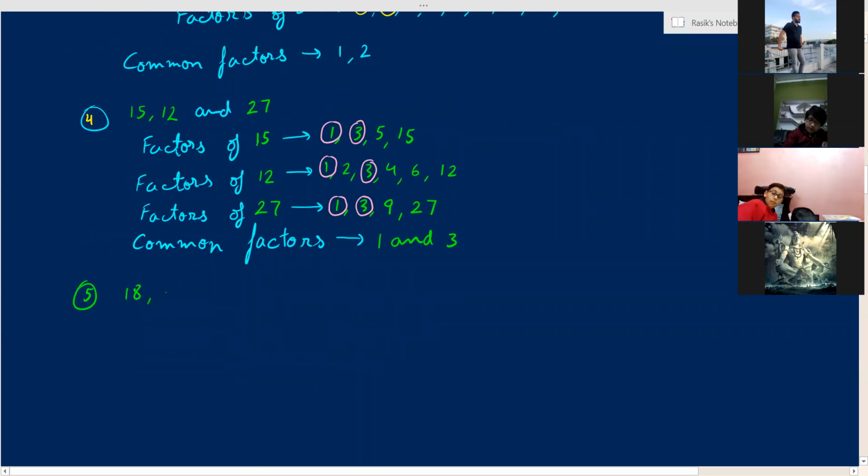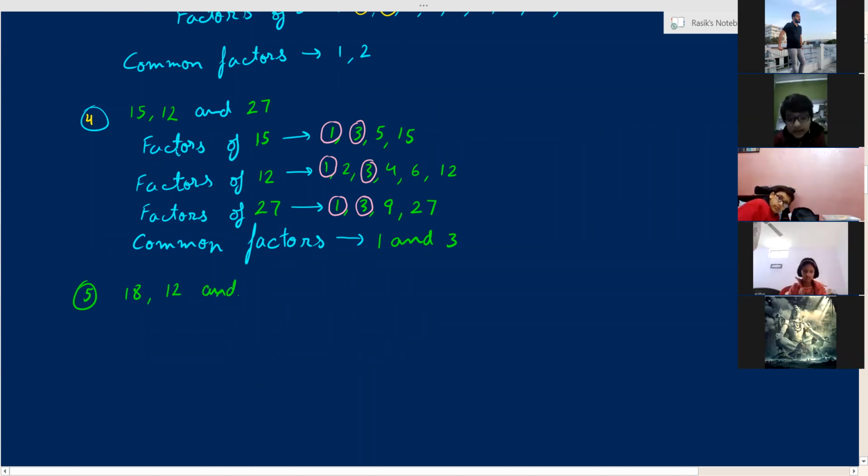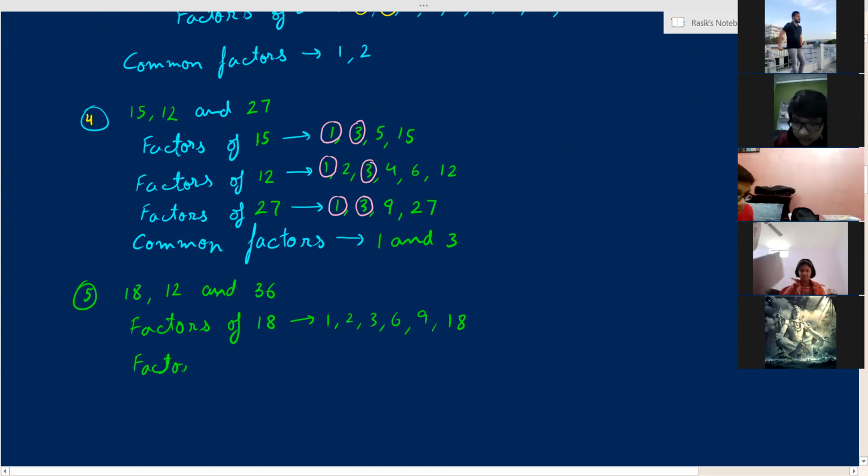The numbers are 18, 12 and 36. So factors of 18: 1, 2, 3, 6, 9, 18. Factors of 12: 1, 2, 3, 4, 6, 12.